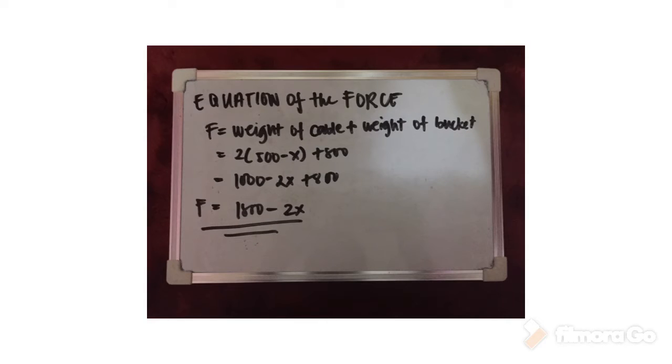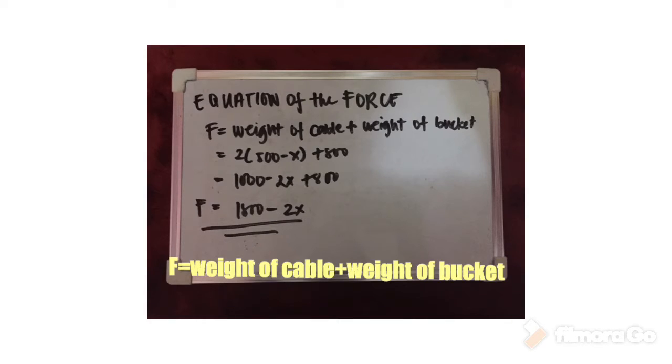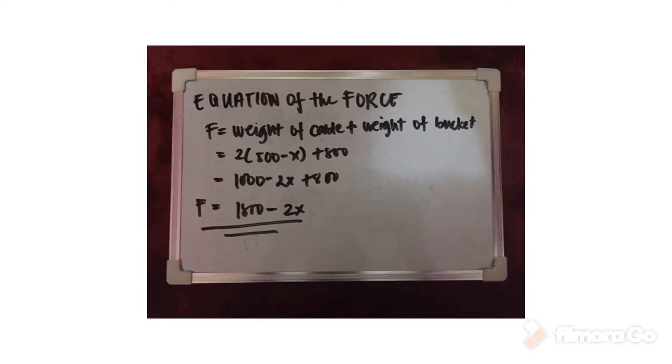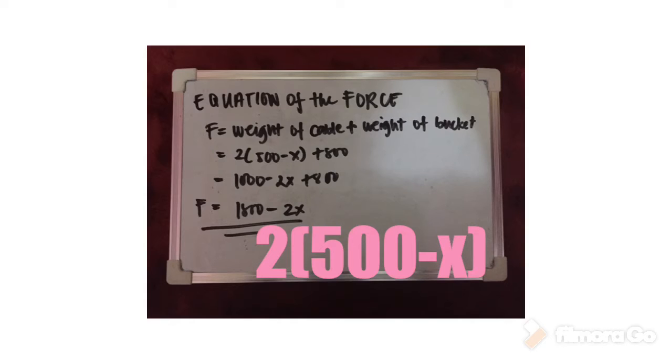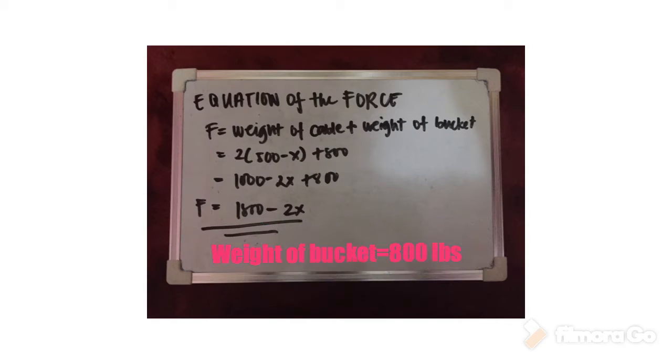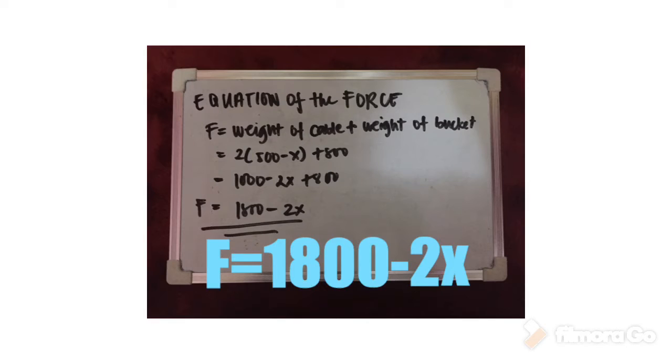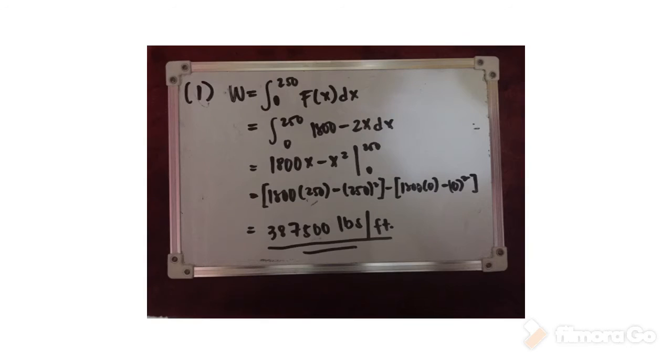After getting the expression of the weight of the cable, we can now proceed to making the equation of the force. As we all know, force is equal to the weight of the cable plus the weight of the bucket. With the expression of the weight of the cable, which is 2 times the quantity of 500 minus x, and with the weight of the bucket, we can now have the final equation of force, which will become 1,800 minus 2x.